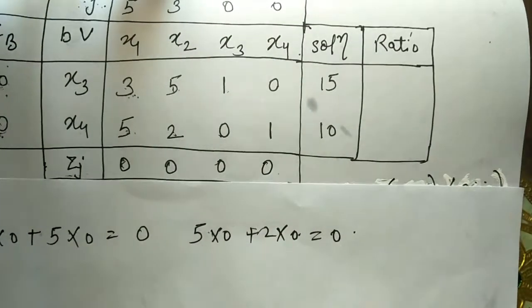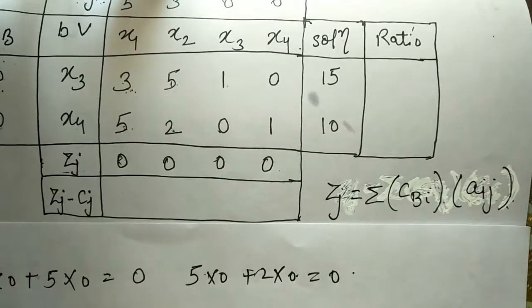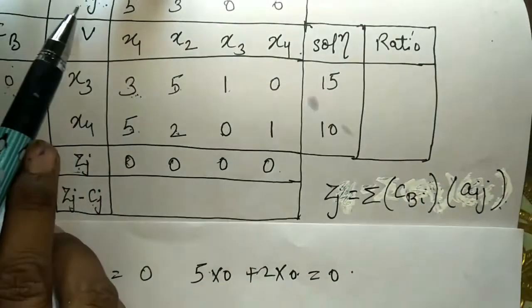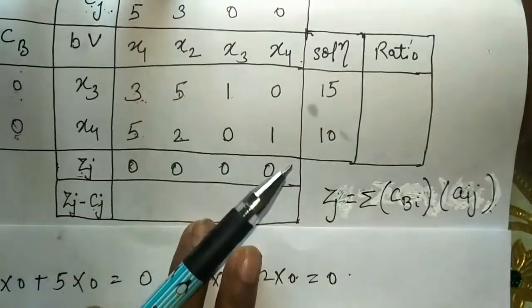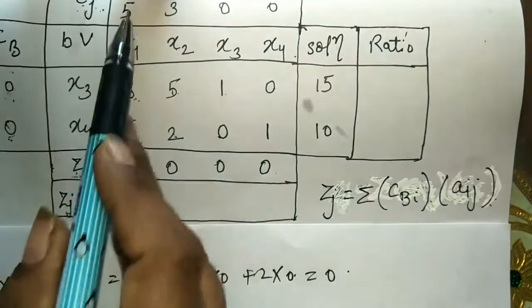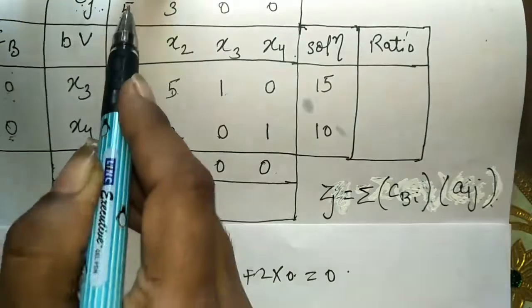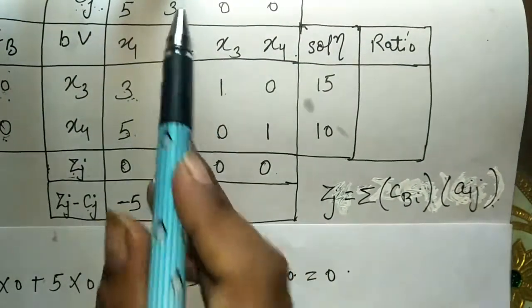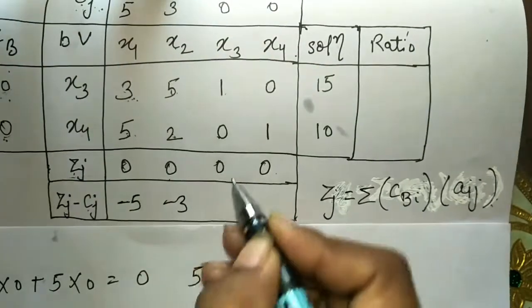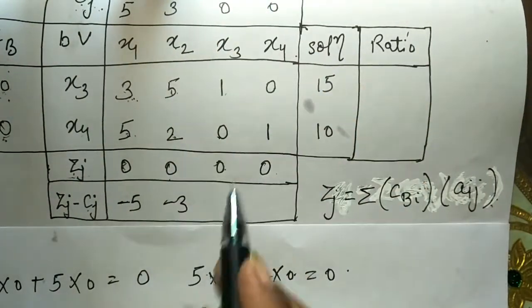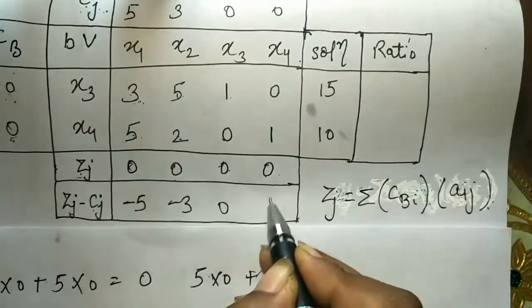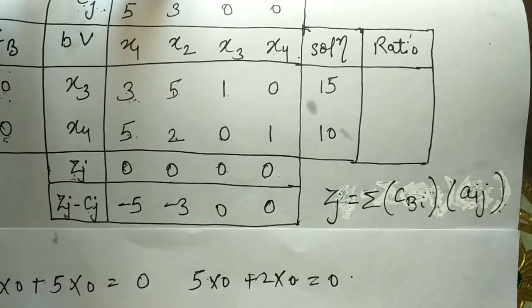Now again we have to calculate what? We have to calculate Zj minus Cj. So this is Zj and this is Cj. We have to subtract these. So 0 minus 5 is equals to minus 5. 0 minus 3 is equals to minus 3. 0 minus 0 is equals to 0. 0 minus 0, this is also equals to 0.